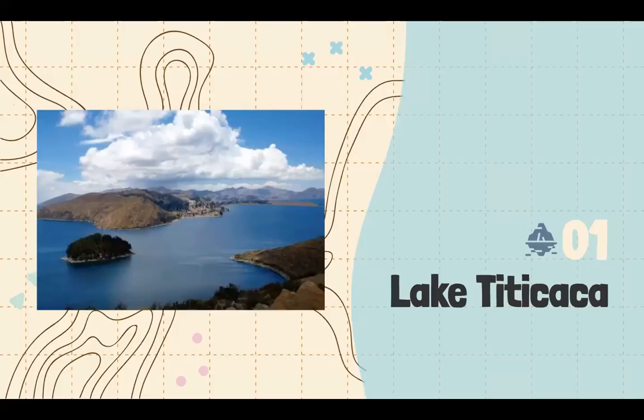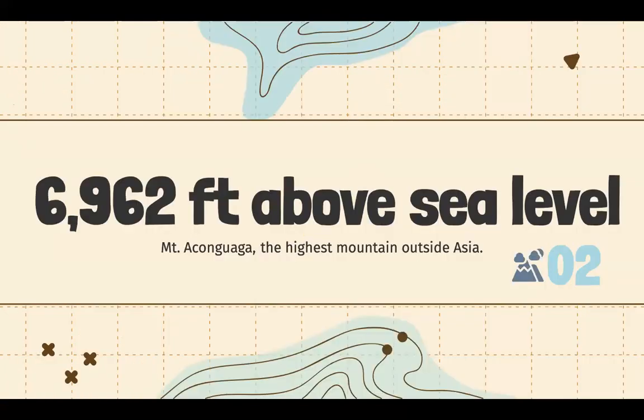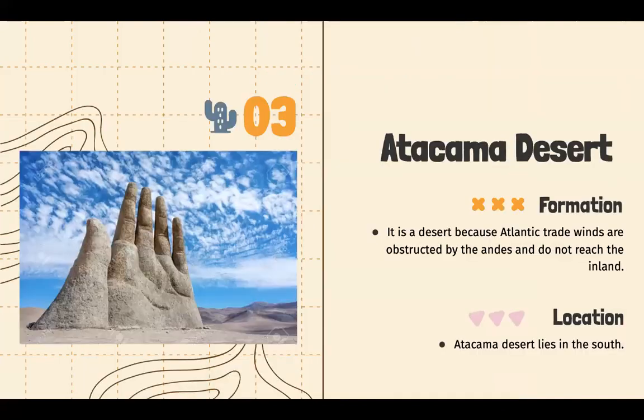This is Lake Titicaca. It's the highest large lake in the world. And Mount Aconcagua is the highest mountain outside Asia, which is also located in South America. It is 6,962 feet above sea level. And this is the Atacama Desert, and it's a desert because the Atlantic trade winds are obstructed by the Andes and do not reach the inland, and it lies in the south.